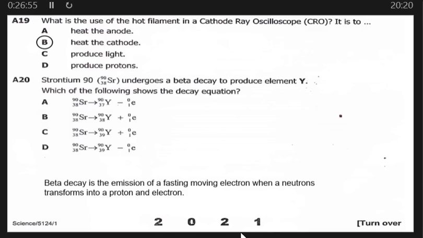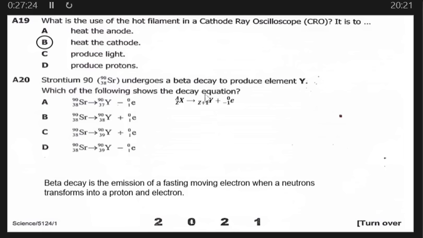Before you go into answering this question, you must write the general equation that guides beta decay. So this is the general equation which guides beta decay. If you have, for example, a parent atom represented by X, which decays into a daughter atom represented by Y, then the daughter must have the same mass number as the parent.